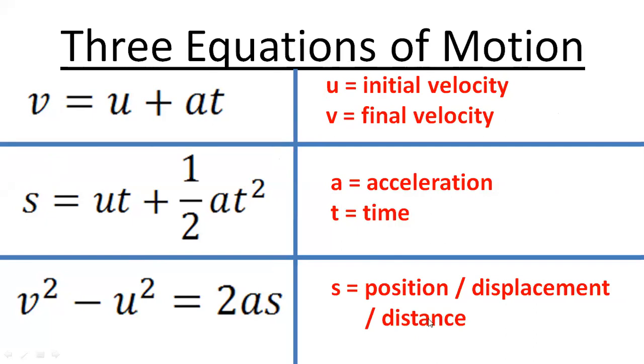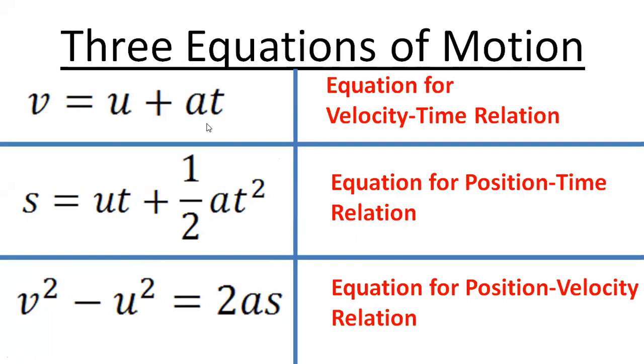So do one thing in your notebook, just write down these 3 equations. v = u + at, s = ut + ½at², and the third one. And the remaining things, please write on the right hand side, that is the name of this particular equation. Velocity time relation, second is position time relation, third is position velocity relation. Okay, I will give you some time, just write it down.